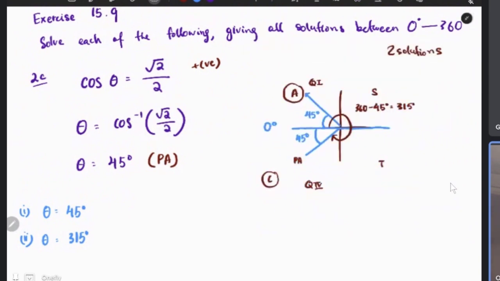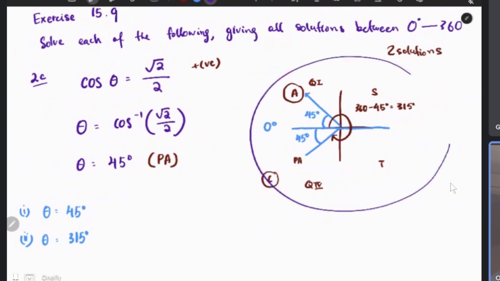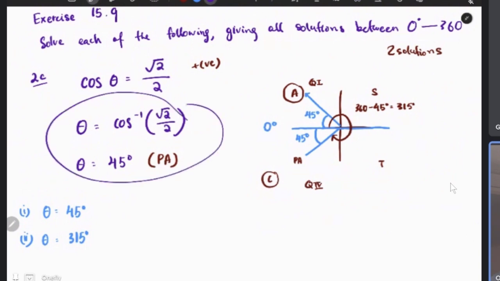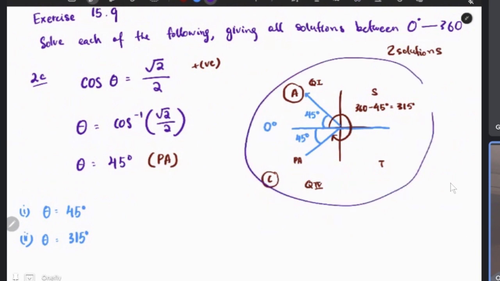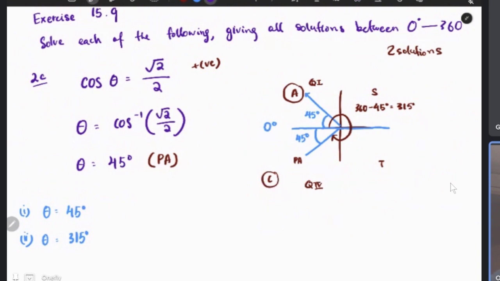So really, you are going to go back and forth between your ASTC diagram and your equation. But all of the solutions you will find here. This is your helper. This is going to help you to find your solutions. This is where you find the actual solutions.